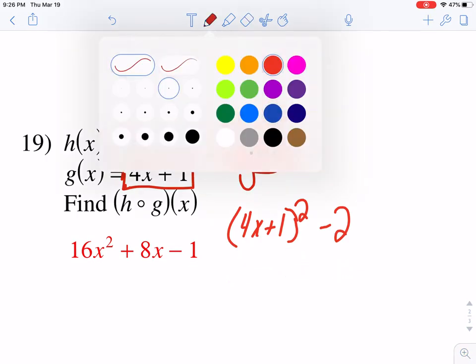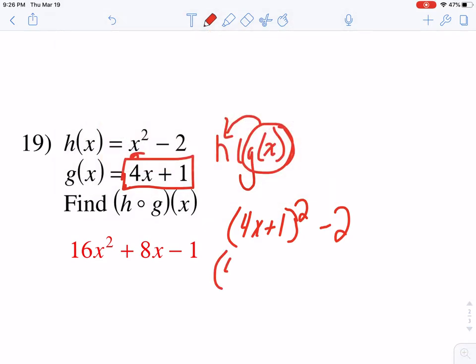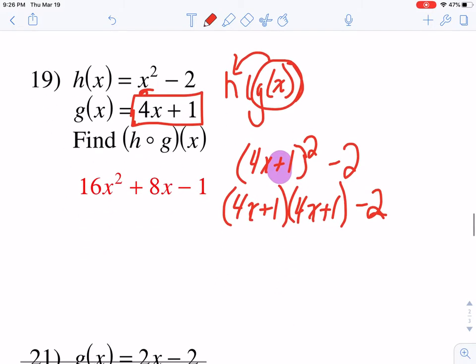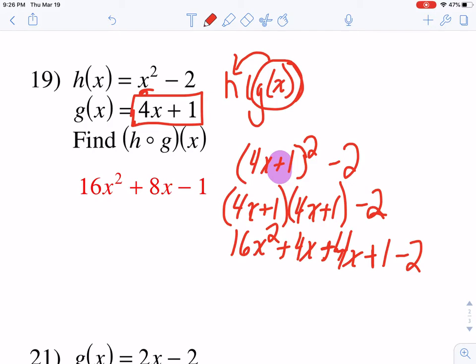What we need to do here is take 4x plus 1 times 4x plus 1. Anytime there's a plus sign in parentheses with a squared on it, that's what it's saying. It's saying write this twice and FOIL it. So 16x squared plus 4x plus 4x plus 1, minus 2. Combine my like terms then: 16x squared plus 8x and minus 1. And so now you see my answers match up, okay?